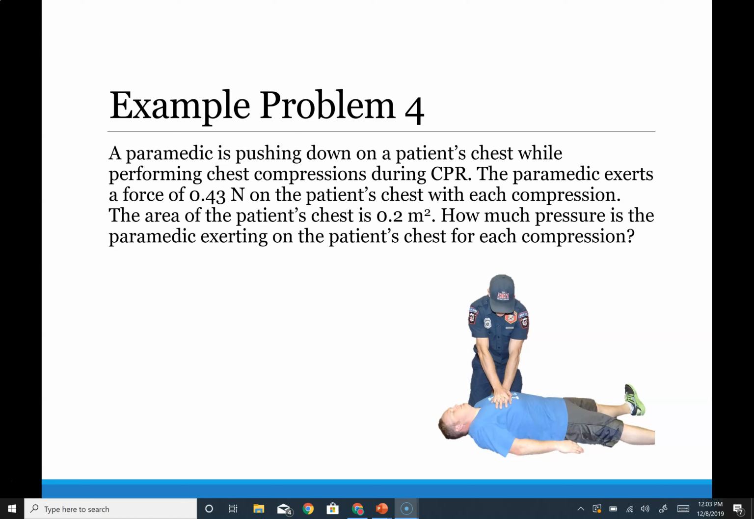Example problem 4 reads, a paramedic is pushing down on a patient's chest while performing chest compressions during CPR. The paramedic exerts a force of 0.43 newtons on the patient's chest with each chest compression. The area of the patient's chest is 0.2 meters squared. How much pressure is the paramedic exerting on the patient's chest for each compression?